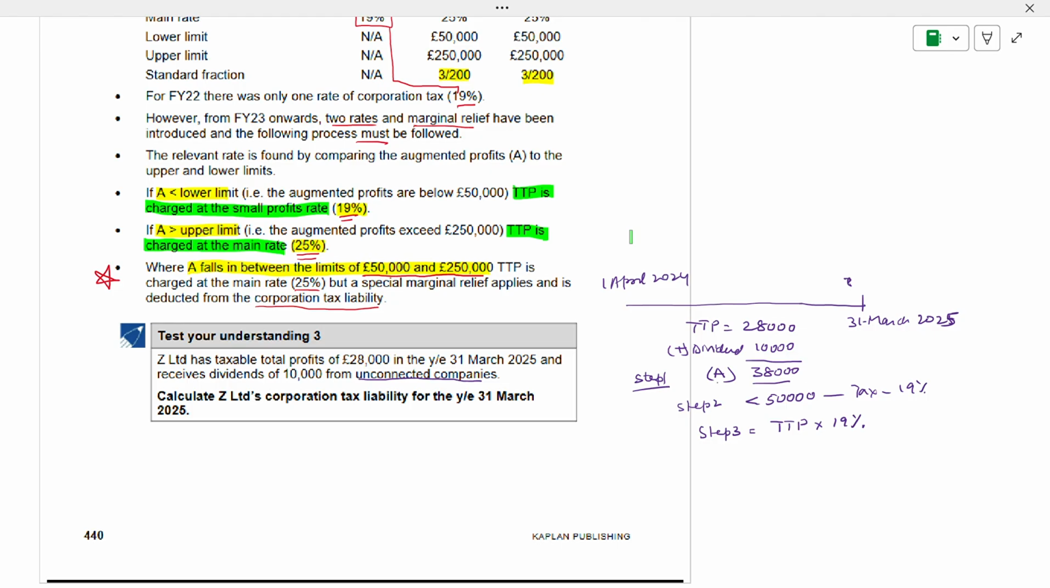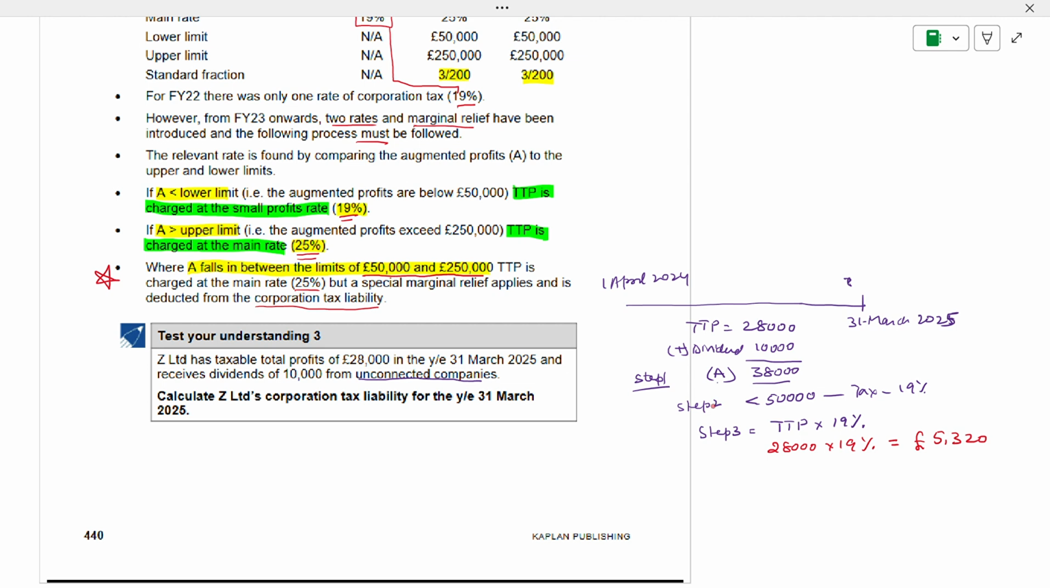TTP is charged at the small profits rate. Why are we doing augmented profits? We are doing the augmented profits only to know the rate of tax. We take the rate of tax from step 2 and the TTP is charged at the small profits rate. How much is the TTP? TTP is 28,000. 28,000 into 19% comes to how much? 5,320. Are you clear about this?